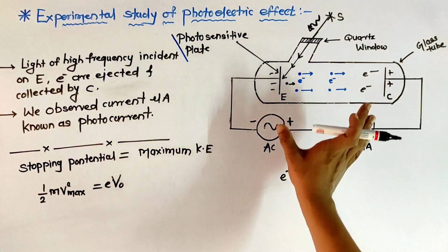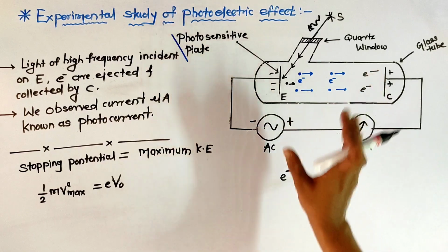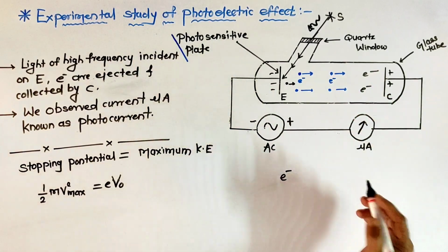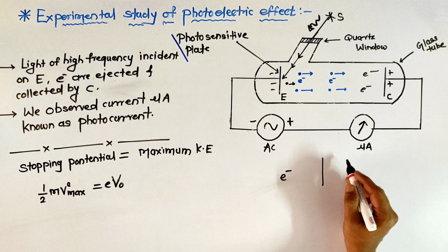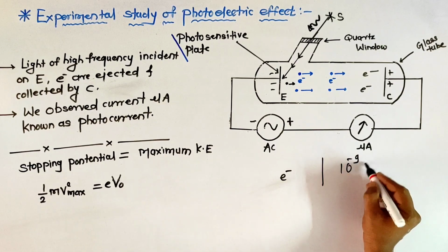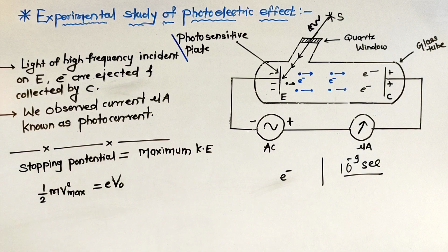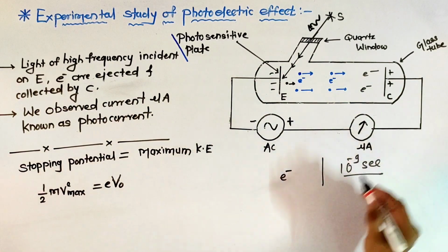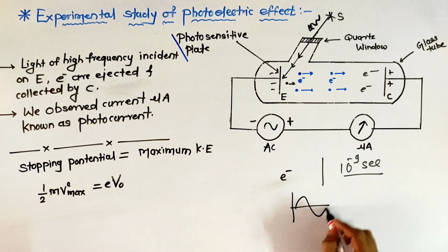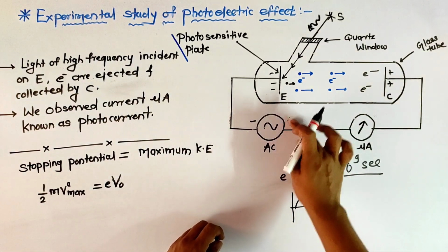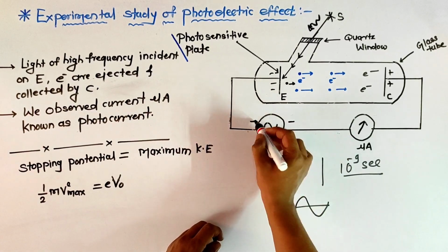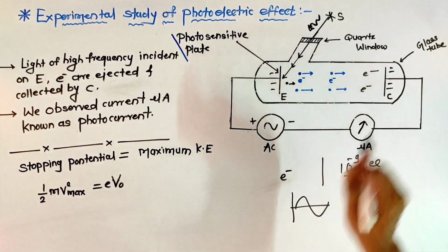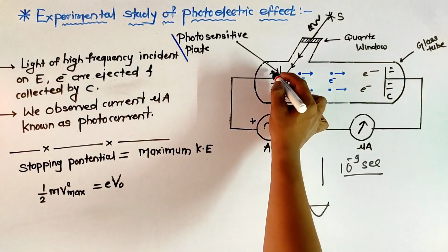The process of photoelectron emission and photocurrent is very fast. This is an instant process, happening in about 10 to the power minus 9 seconds. So we are going to see right now what happens when I give a negative potential here, because this is my AC source. An AC source is sinusoidal, having some positive part and some negative part. So when I change the polarity, now I am making this negative and this positive. Now the collector plate becomes negative and the emitter plate becomes positive.